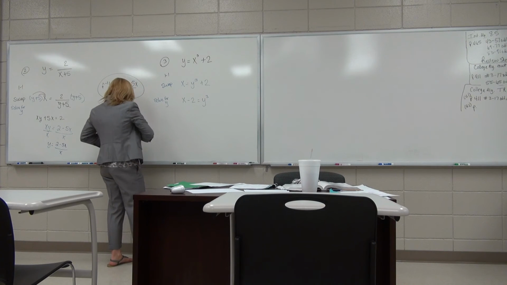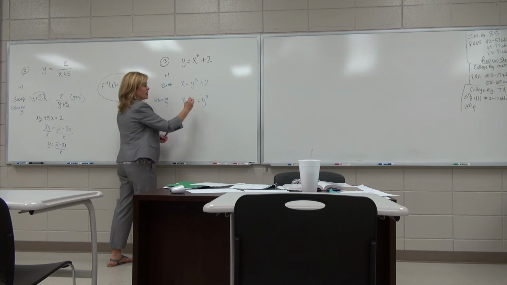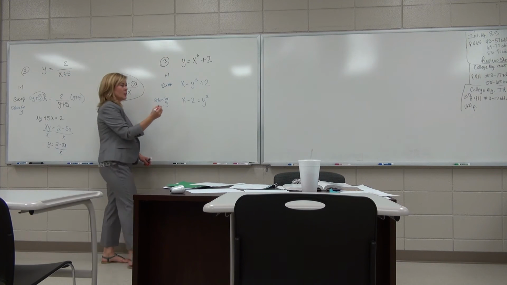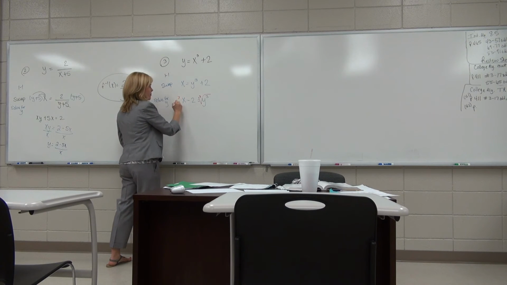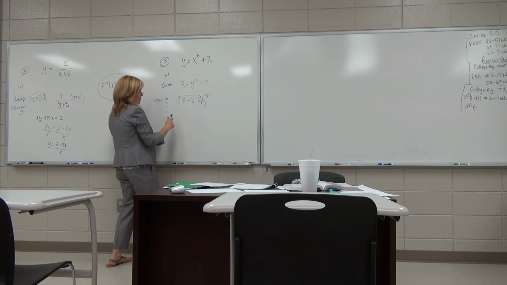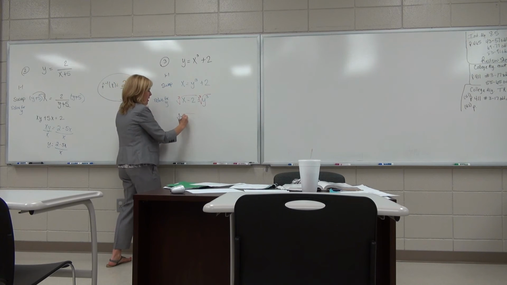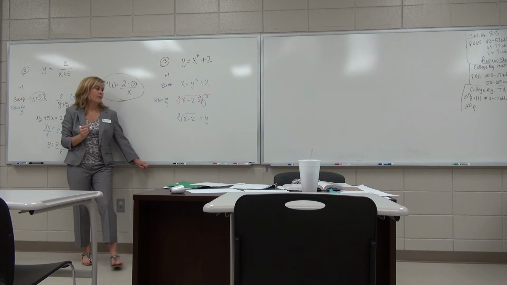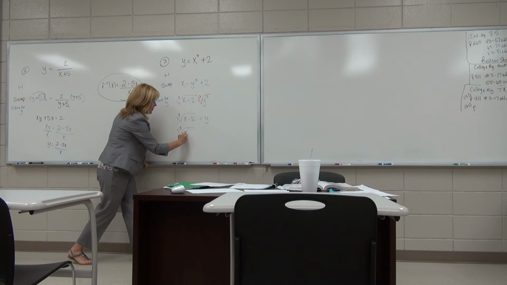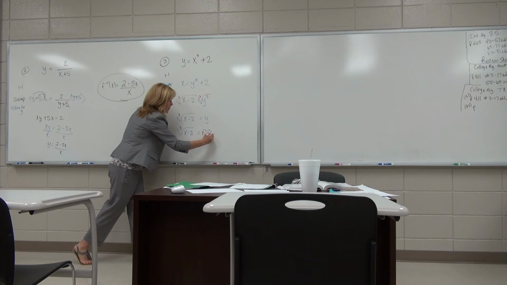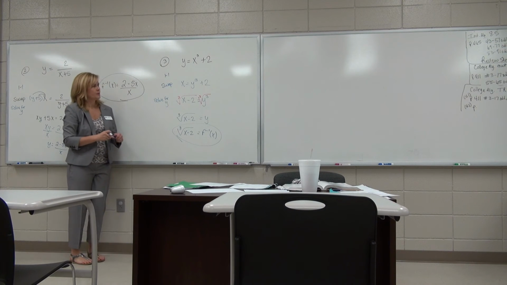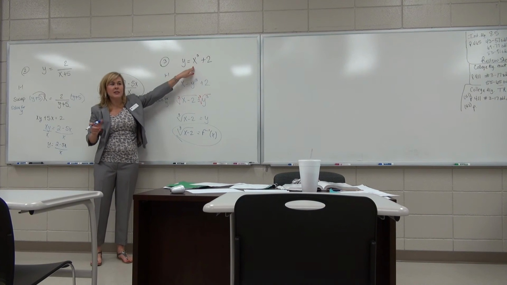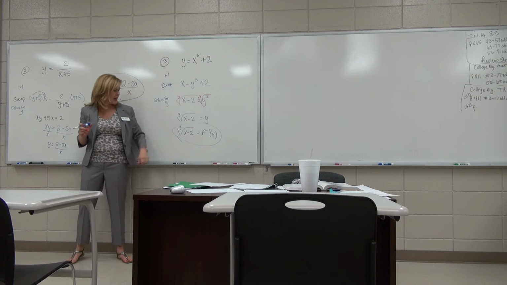What can I do to both sides? What do I do to get rid of a y cubed? You take the cube root of both sides, right? So I get here that the cube root of x minus 2 is equal to y. So that means that I have the cube root of x minus 2 is equal to f inverse. Which makes sense. The opposite of cubing something would be taking the cube root. The opposite of adding 2 would be subtracting 2, right?